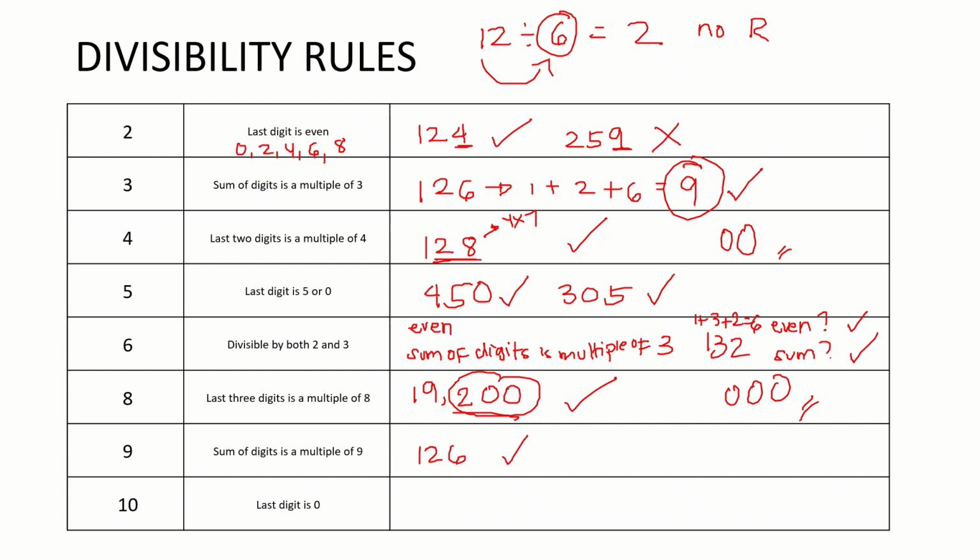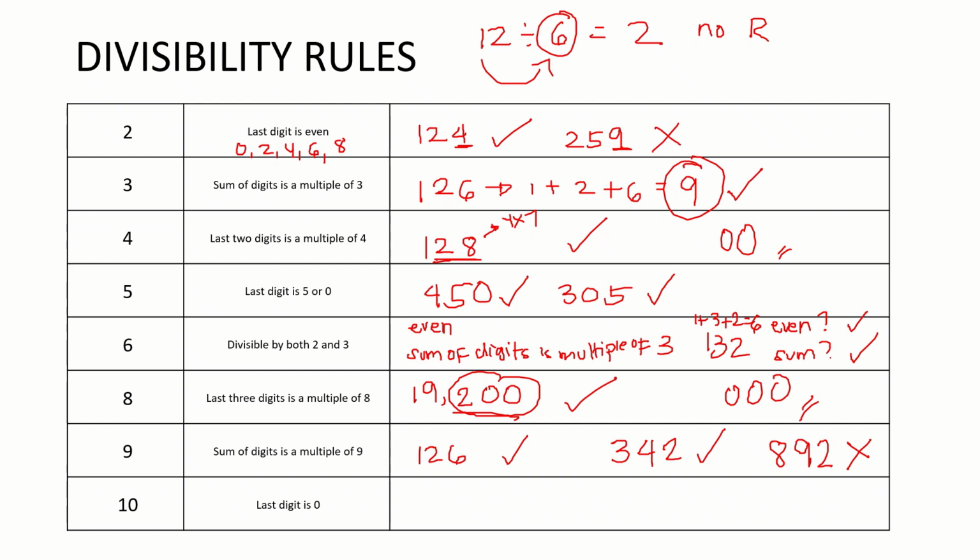Let's have another example. 342. 3 plus 4 plus 2, this is also 9. This is also divisible by 9. Another one is 892. 8 plus 9 is 17, plus 2 is 19. That's not a multiple of 9, so this is not divisible by 9.